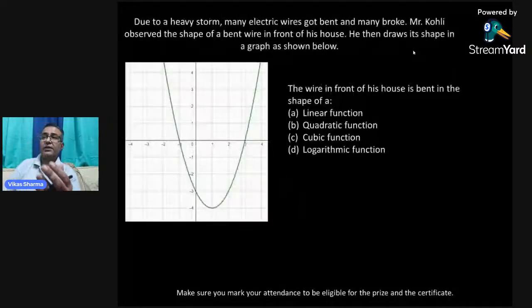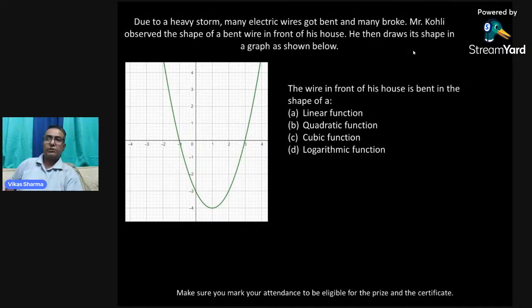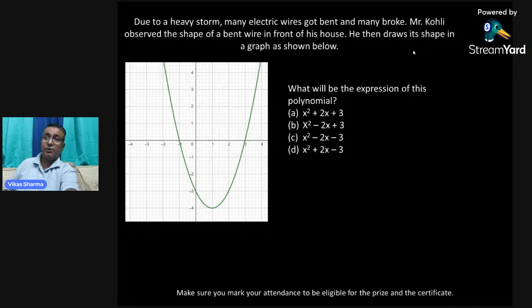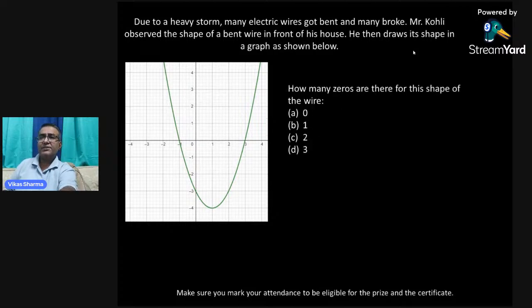The second case study is this, that there is a heavy storm because of which the electric wires, they got bent, and one of the wires got bent like this. So what sort of a function is this? A linear function, quadratic function, cubic function, or logarithmic function? How many zeros are there for the shape of the wire? What are the zeros, the value of the zeros, and what will be the expression of this polynomial, and what is the value of this polynomial at x is equal to 2. So those are the 5 questions of the case study, right?